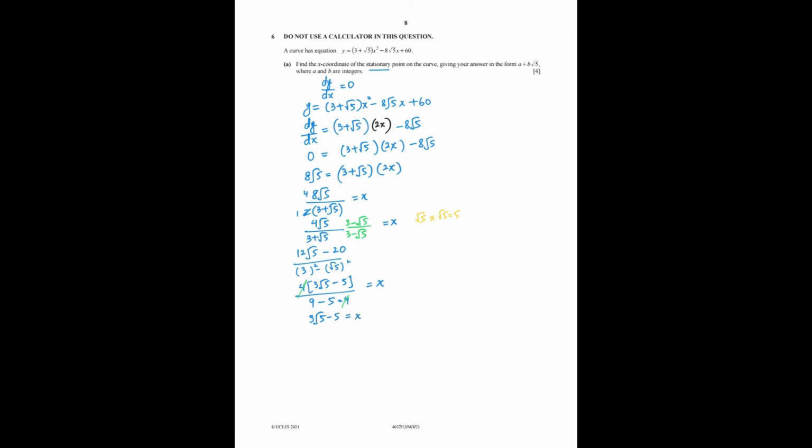You need to show your answer in terms of a + b√5. So if I arrange the equation in the same format, −5 + 3√5 equals x, and the given form is a + b√5. So you can highlight the values of a and b. a is negative 5 and b is positive 3. That is your answer.